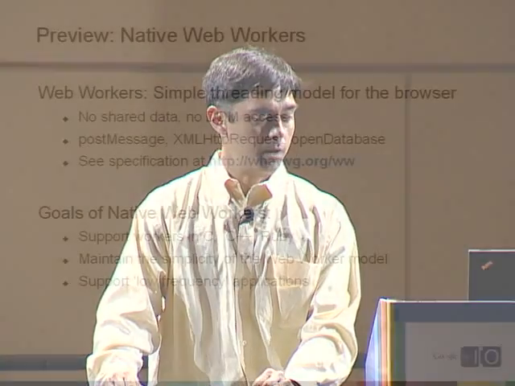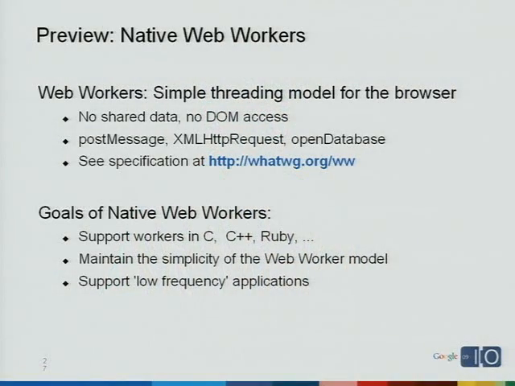Our goals in native client for native web workers are firstly to support web workers in other languages besides JavaScript, for example, C, C++, or Ruby. Also, we still want to maintain the simplicity of the web worker model, which was very deliberately designed to prevent the kinds of race conditions and other kinds of issues that can make threaded programming sometimes very difficult. And provide an interface that's basically appropriate for low-frequency applications, things where you make a request and then, a second or so later, you get the information back and can use it.